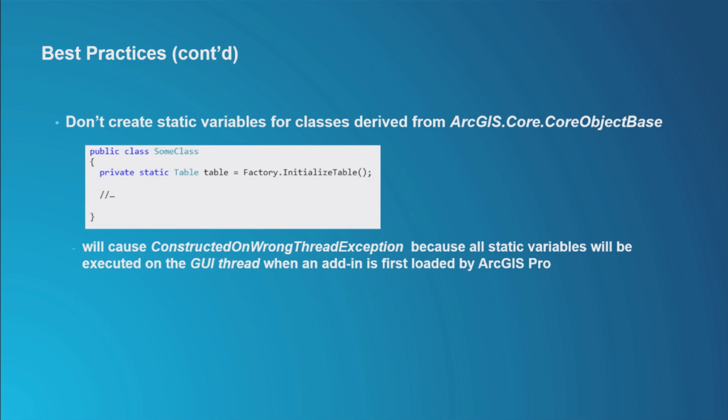The last best practice is don't create static variables for classes derived from the ArcGIS.Core object base. The core object base is a base class in the entire Pro SDK framework. The reason is if you declare a variable as static, when your add-in is first loaded by Pro, the thread responsible for initializing all these variables is the UI thread. Right away, you will get a constructed on wrong thread exception. Remember, because all the Geodatabase objects, well, most of them, have to be run on the main CIM thread. So keep that in mind.